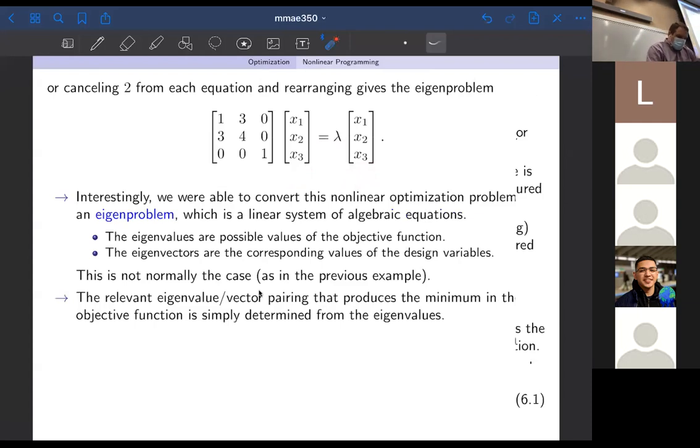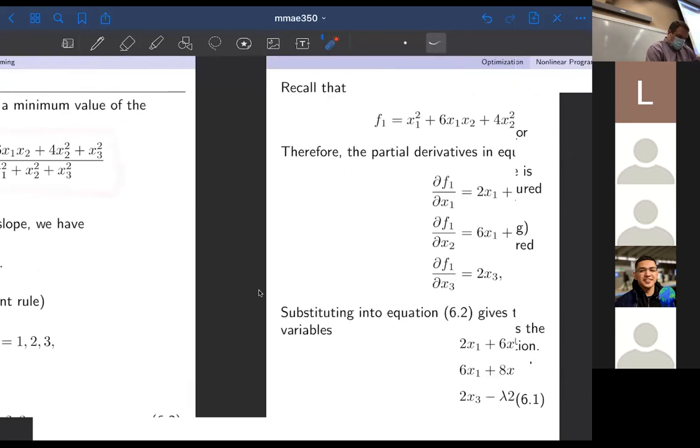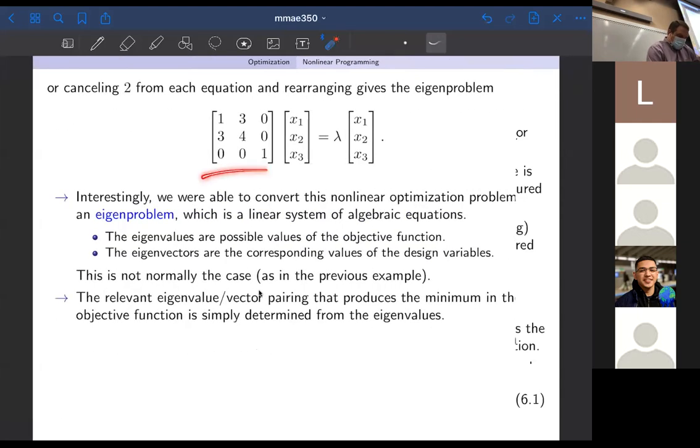So it turns out that this is always the case. I didn't pick any special problem to make this happen. If you have a rational function of polynomials and you do optimization on it, you will always end up with an eigenproblem to solve. So I gave you a whole bunch of applications where eigenproblems come up, such as finding principal stresses and principal strains. And here's now another one when we're doing optimization of rational polynomials.